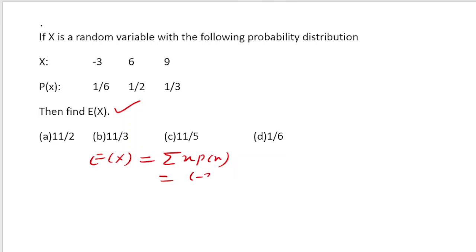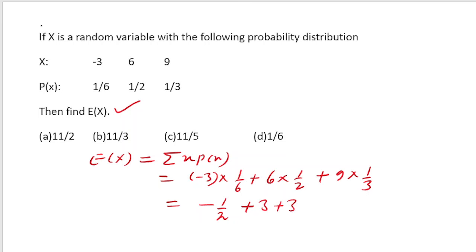So x is -3 into 1 by 6, x is 6 into 1 by 2, and x is 9 into 1 by 3. So we get how much? We get -1 by 2 plus 3 plus 3. So 6 minus 1 by 2, that is 12 minus 1, 11 by 2. So the correct option is A.